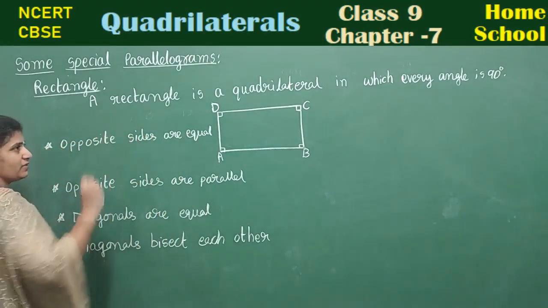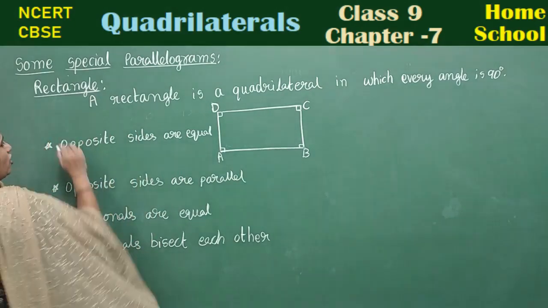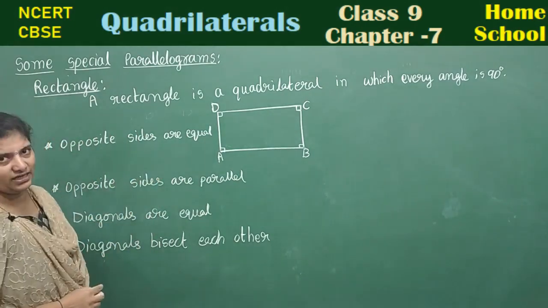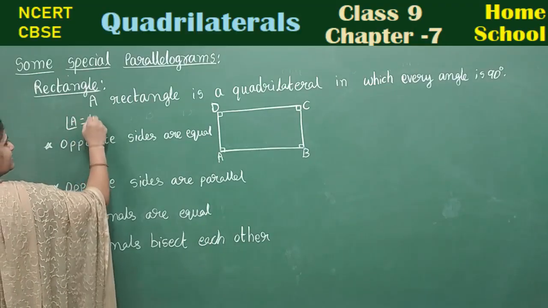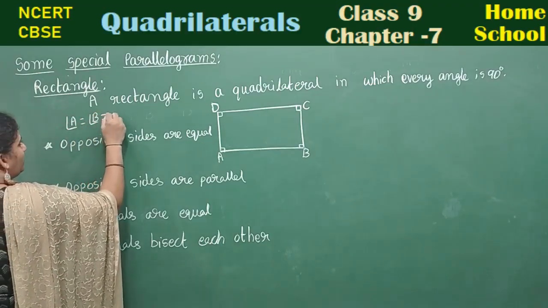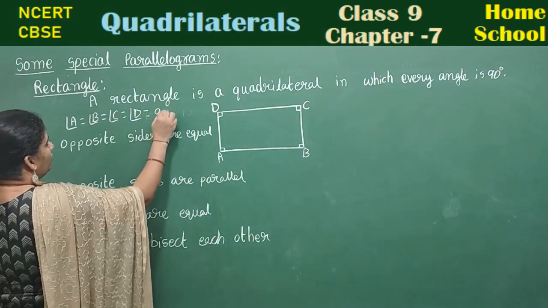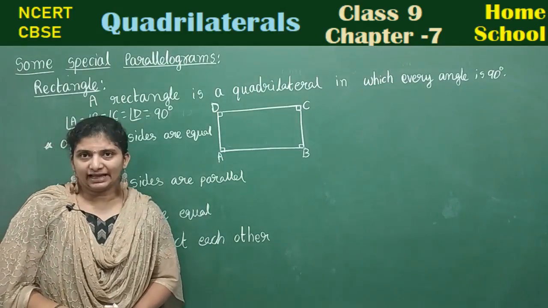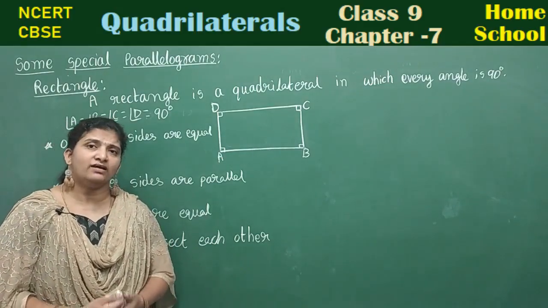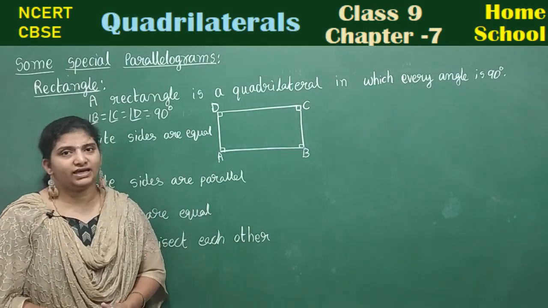A rectangle is a quadrilateral in which every angle is 90 degrees and opposite sides are equal. So if all angles are equal, I can write it as angle A equal to angle B equal to angle C equal to angle D equal to 90 degrees. We call a quadrilateral a rectangle when all angles are 90 degrees and their opposite sides are equal.